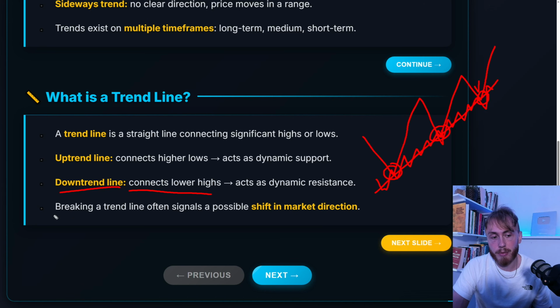And here, and this is very important, when we break a trend line, this can often signal a shift in the market direction.